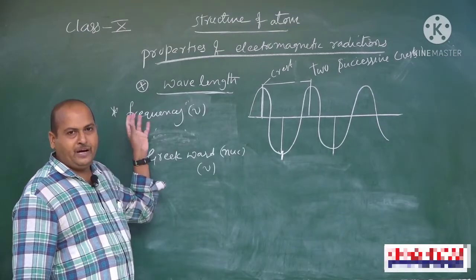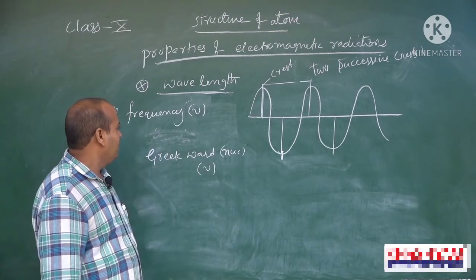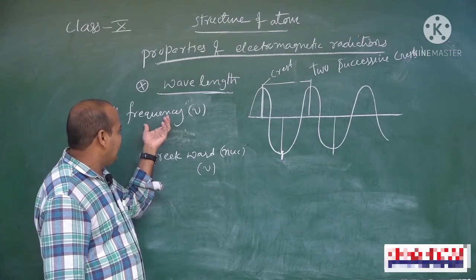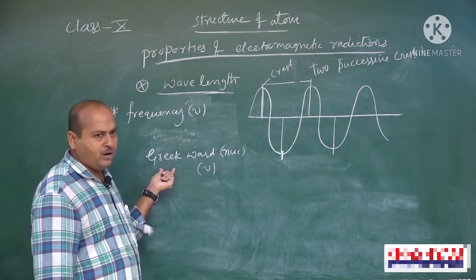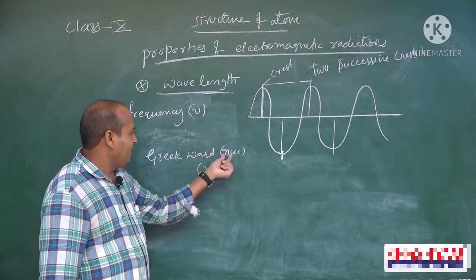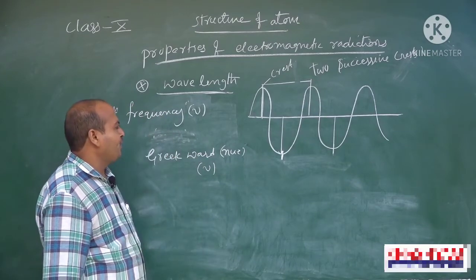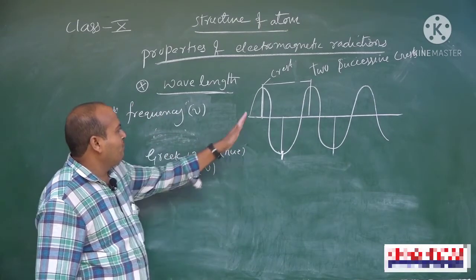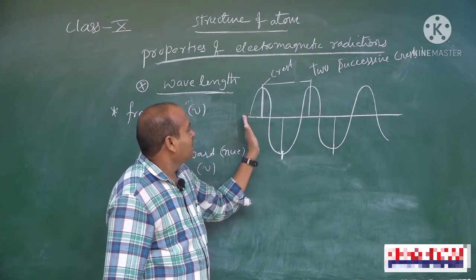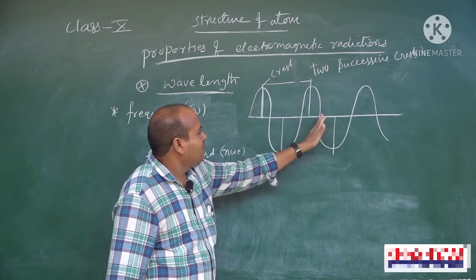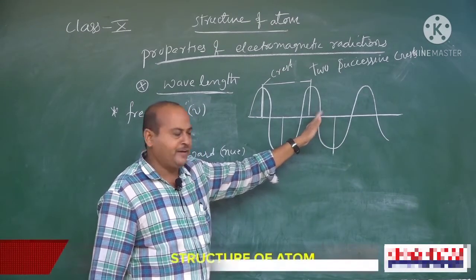Now coming to the other property of electromagnetic radiation, which is frequency. This is indicated by nu, a Greek letter. You can write it as n-u, nu. So how can you define frequency? The number of waves that travel through a point in 1 second, or per unit time.